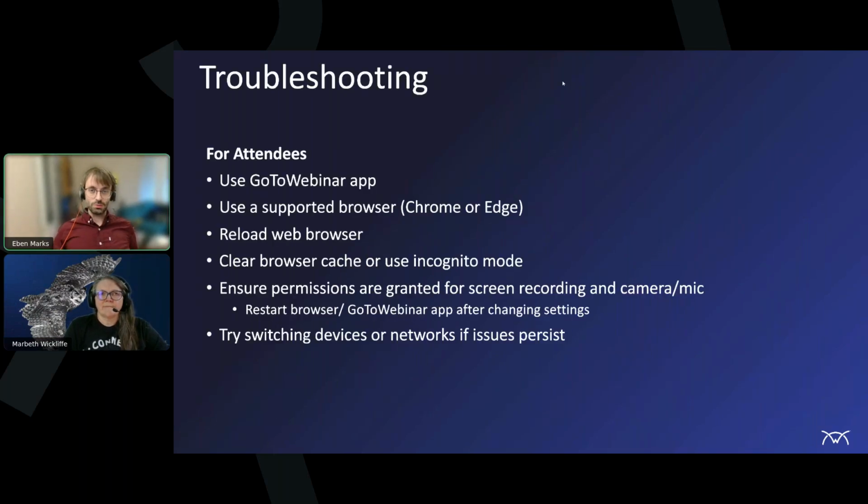So let's just go over the troubleshooting first. For anyone watching, this tends to be best if you use the GoToWebinar app. It works best in the Chrome and Edge browsers. If you're having trouble, try reloading the tab and possibly even restart your browser. You can also try using the browser cache or incognito mode. And make sure that permissions are granted for screen recording, camera and mic. That's probably not supported for you actually because you're presenting. And also switching devices or networks if issues persist.